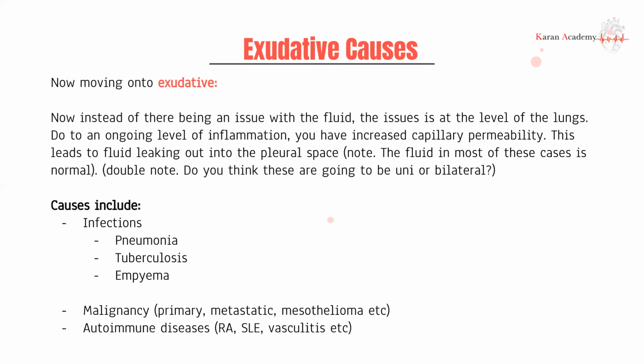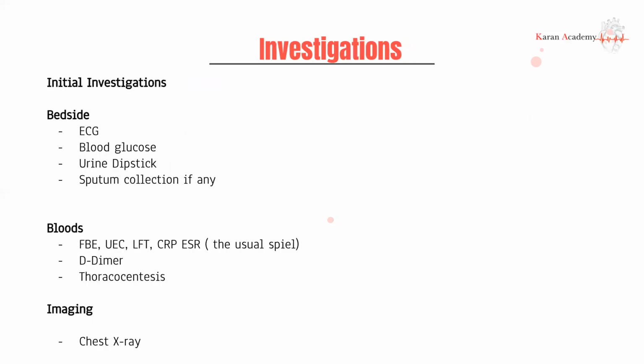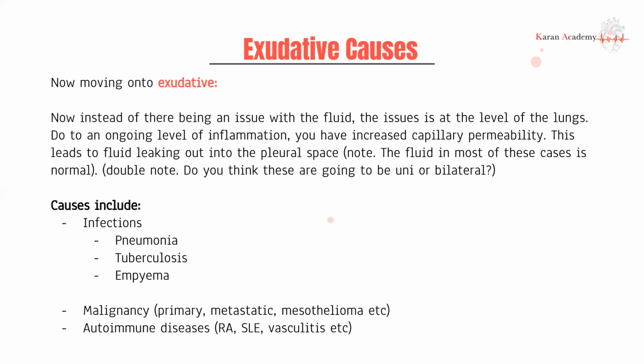Depending on how many lesions you have, you can get unilateral or bilateral pleural effusions. And then we have autoimmune diseases, which you don't really need to know much about. Okay, cool. Now moving on to our initial investigation. So I hope this helped you understand what are exudative versus transudative causes.